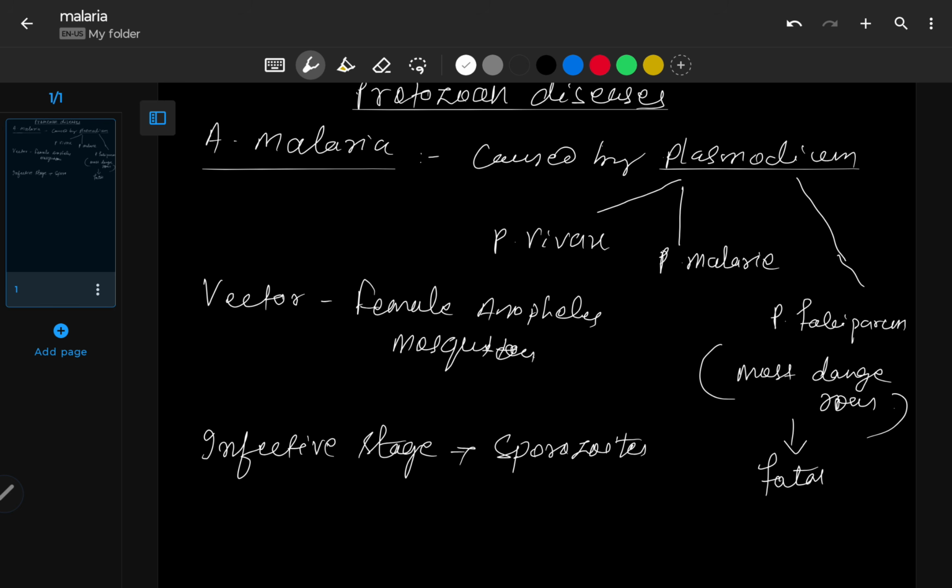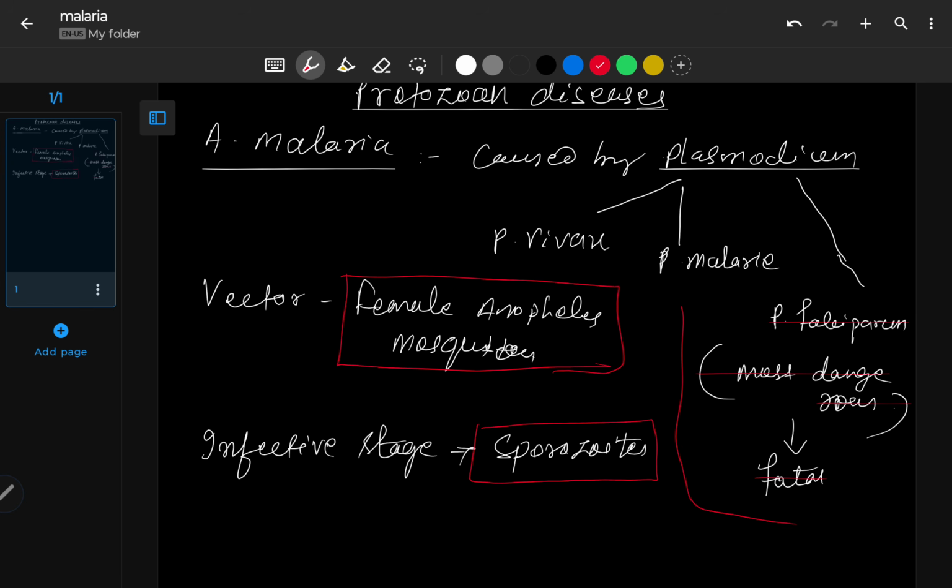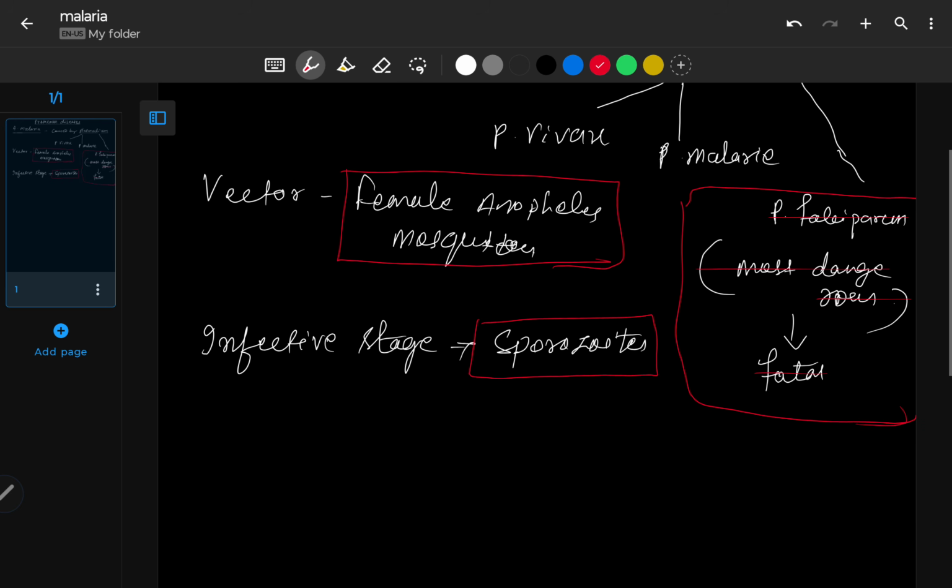So these are very important, children. Sporozoite is the infective stage, the vector is the female Anopheles mosquito, and the most dangerous Plasmodium is Plasmodium falciparum.